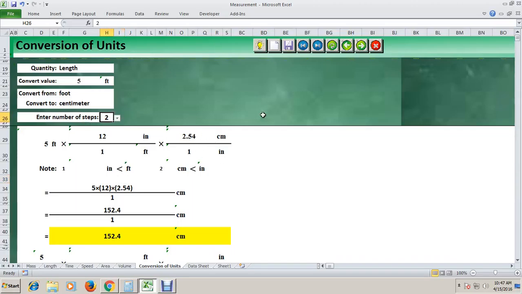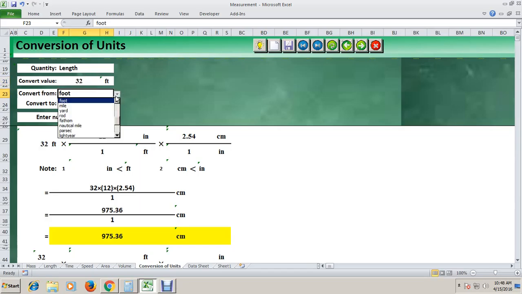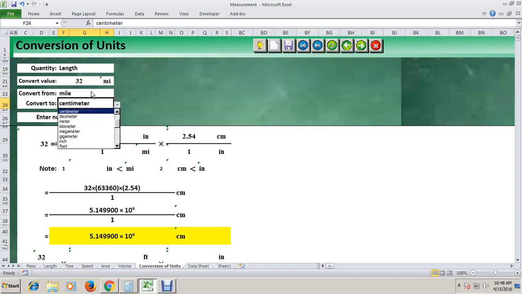Okay, so let's make use of a different example. For example, we make use of, say, 32 miles. We want to convert this into the number of kilometers. Again, the technique in converting a set of units is to determine how many common units that we actually memorize in order to indicate the number of steps needed to arrive at a conversion. For example, the conversion of miles to kilometers.